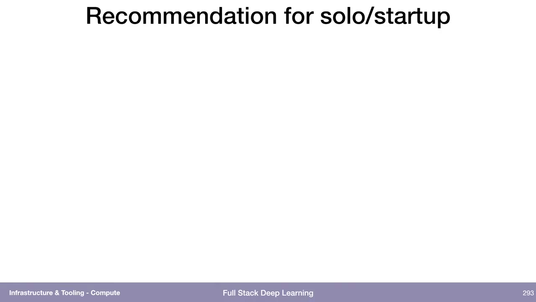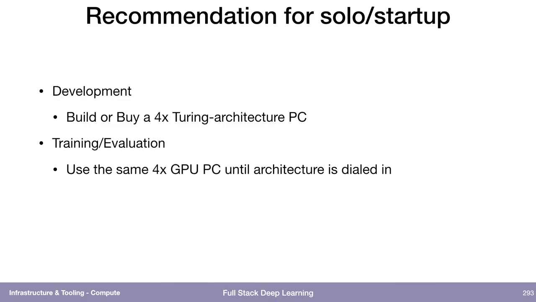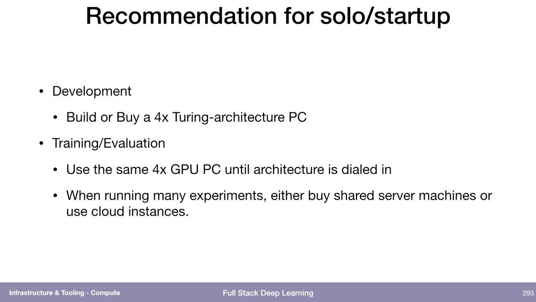I think the recommendations differ between a solo practitioner or a small startup versus a larger company. For solo, I think you should build or buy a 4x recent architecture PC. And for scaling up training, I think probably just use the same PC until you know you really have a problem. But if you really do have that problem where you need to run a lot of experiments, you can either buy another machine that's maybe an 8x GPU machine now, or you can start using cloud instances just for those hyperparameter tuning runs.